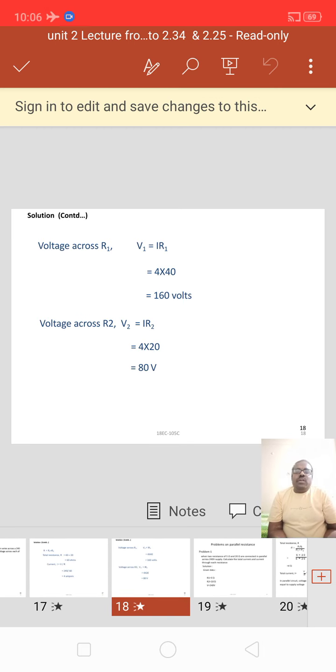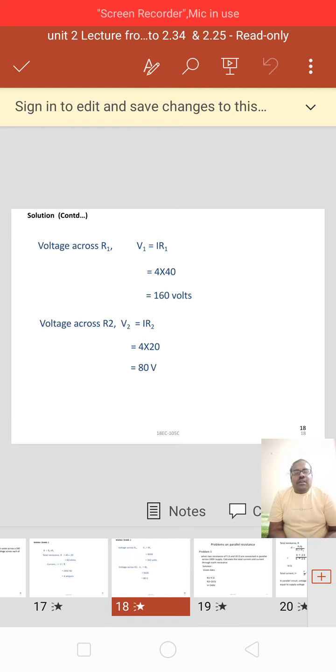Now voltage across R1, that is V1 equal to I into R1, that equal to 4 into 40, that equal to 160 volts. V2 equal to I into R2, that equal to 4 into 20, that is 80 volts. Now we can combine these two, 160 plus 80, that is 240. The total voltage present in the circuit is 240 volts.